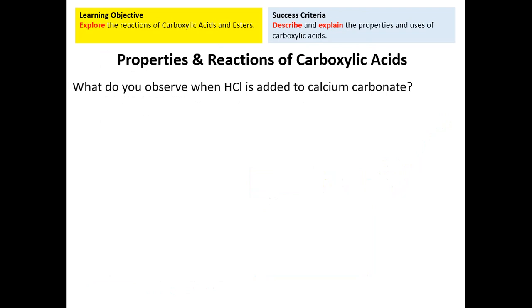Now, like any other acid, they behave similarly, but there are some differences. So it says, what do you observe when HCl, hydrochloric acid? I'm hoping that you can recognise that HCl, hydrogen and chlorine, is hydrochloric acid. We use it in the lab all the time. So what do you observe when hydrochloric acid is added to calcium carbonate?